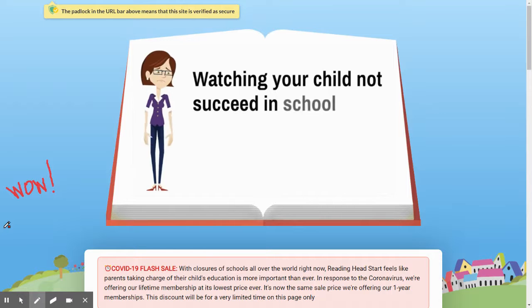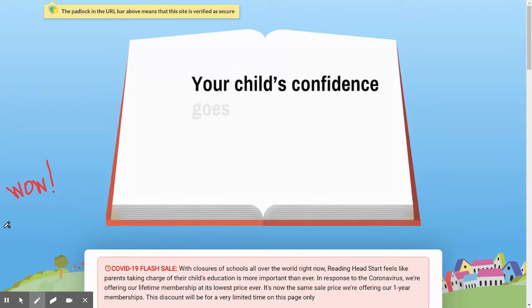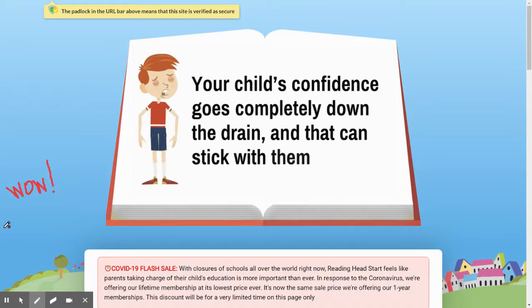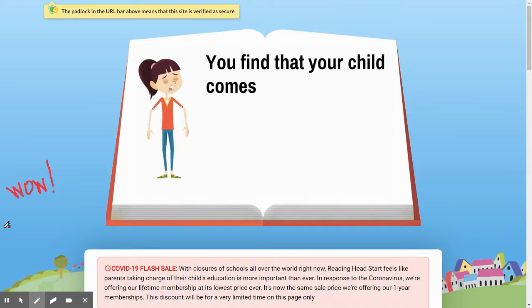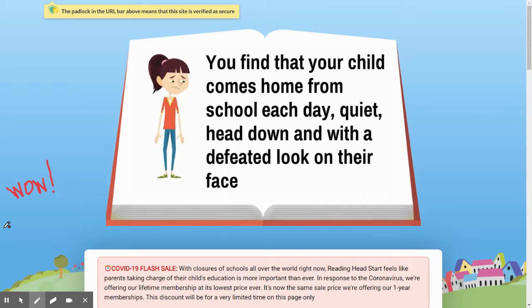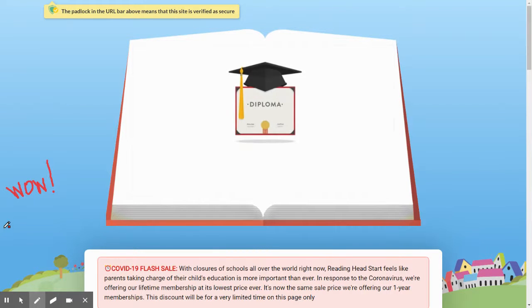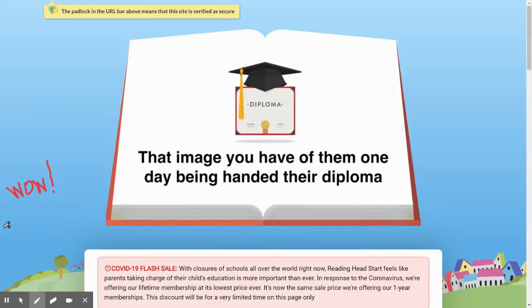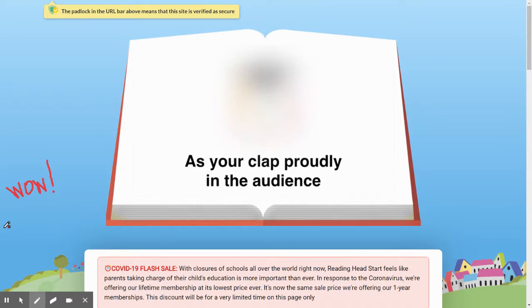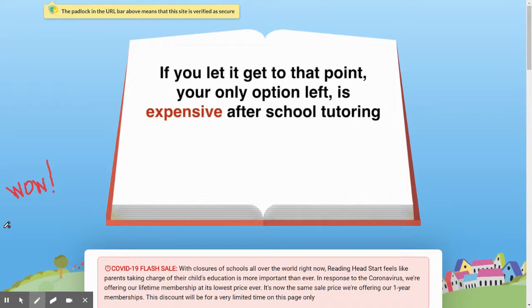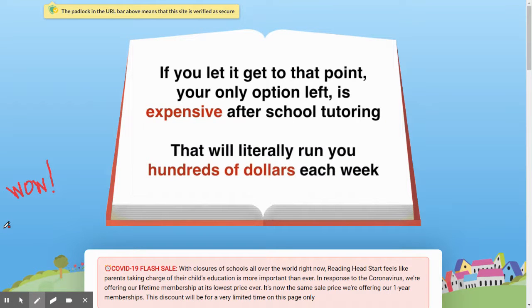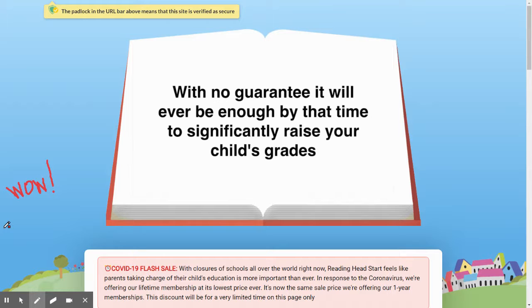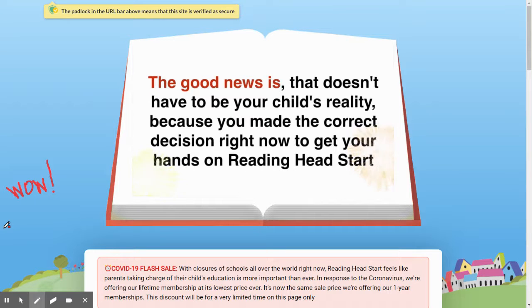Watching your child not succeed in school is something I never wish upon any parent. Your child's confidence goes completely down the drain, and unfortunately, that can stick with them for life. You find that your child comes home from school each day quiet, head down, and with a defeated look on their face. And in the back of your mind, that image you have of them one day being handed their diploma as you clap proudly in the audience starts to blur and slowly fade away altogether. If you let it get to that point, your only option left is expensive after-school tutoring that'll literally run you hundreds of dollars each week, with no guarantees it will ever be enough by that time to significantly raise your child's grades. The good news is, that doesn't have to be your child's reality, because you made the correct decision right now to get your hands on Reading Head Start.